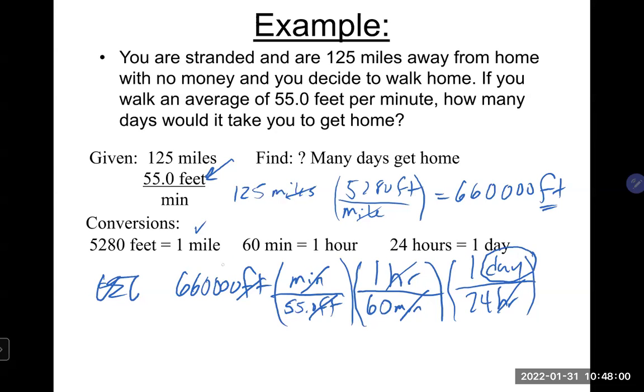Here, we're going to multiply all the way across the top, and then we're going to come back here and divide by what's on the bottom. And if you do that, we will end up with 8.33 days. Significant figure wise, really everything here had three significant figures, right? The 55.0 is three significant figures, and the 125 also three significant figures. So three seems like the one.